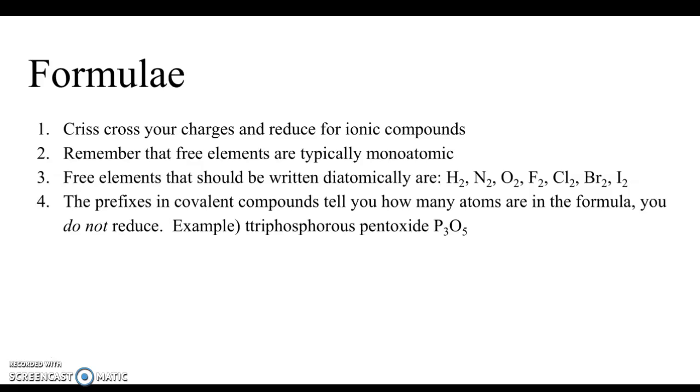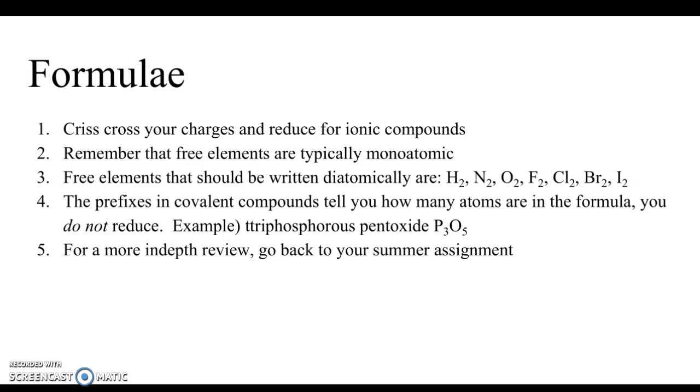Prefixes in covalent compounds tell you how many atoms are in the formula, and you do not reduce covalent compound formulas. So ionic compounds you do, covalent compounds you don't. But if you look at triphosphorus pentoxide, tri meaning 3, pent meaning 5, so you have 3 phosphorus, 5 oxygen. Again, for a more in-depth review, you can go back to your summer assignment. A good portion was doing this, or I can direct you to some videos.